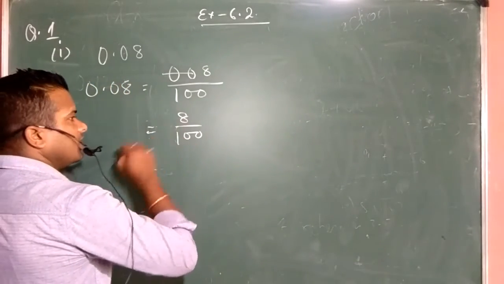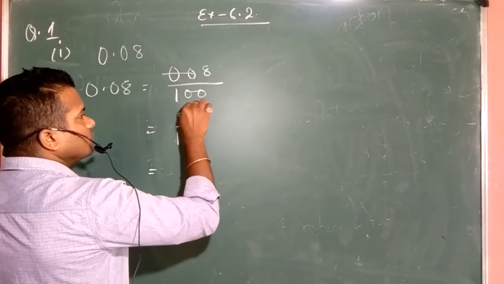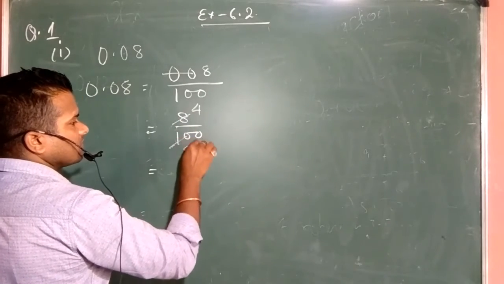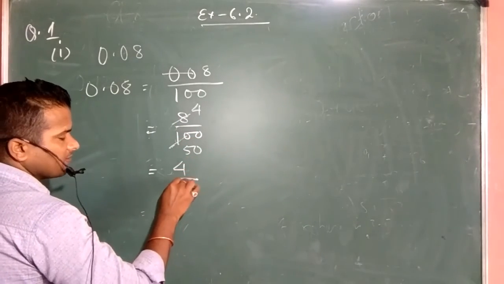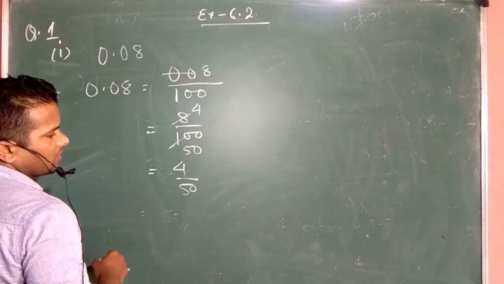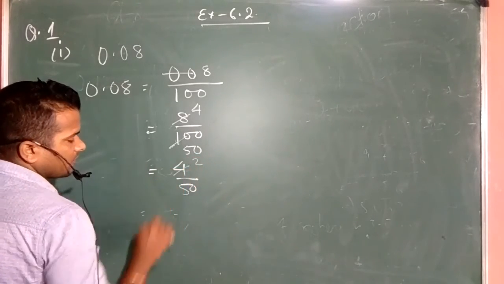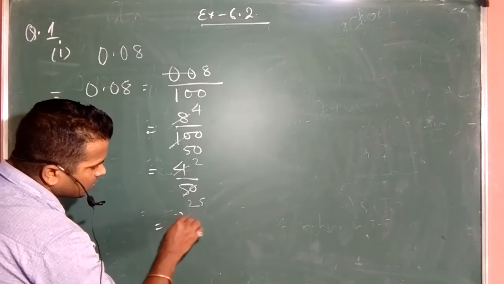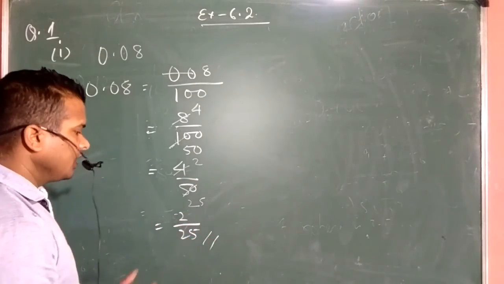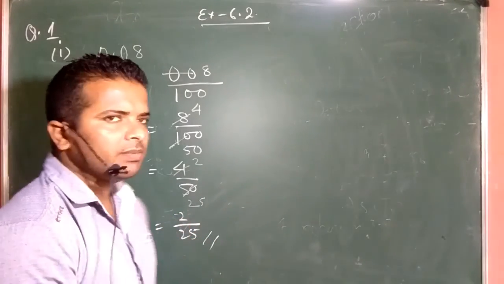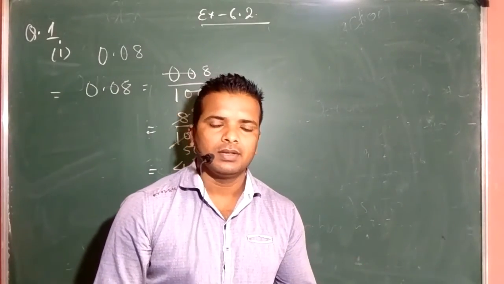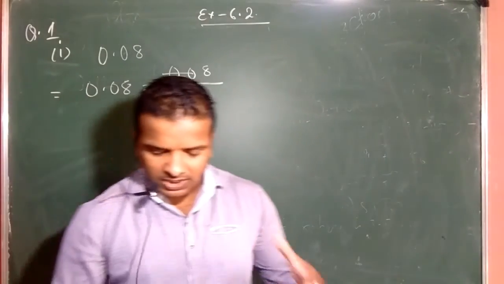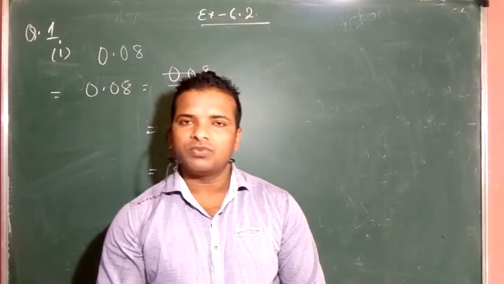Now we will cut it by 4 or 2. 2 fours are 8. 2 fifty are 100. That means we have 4 by 50. Now again we cut it. 2 twos are 4. 2 twenty-fives are 50. So we are getting 2 by 25. Again, 2 is a prime number and 25 is not divisible by 2. That's why the answer is 2 by 25. Similarly, you will do all the Romans of question number 1.